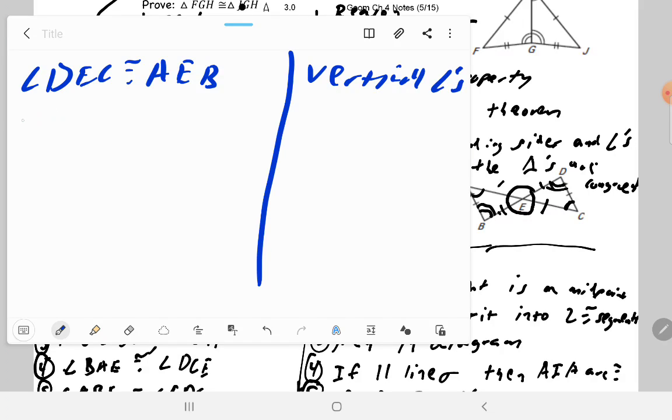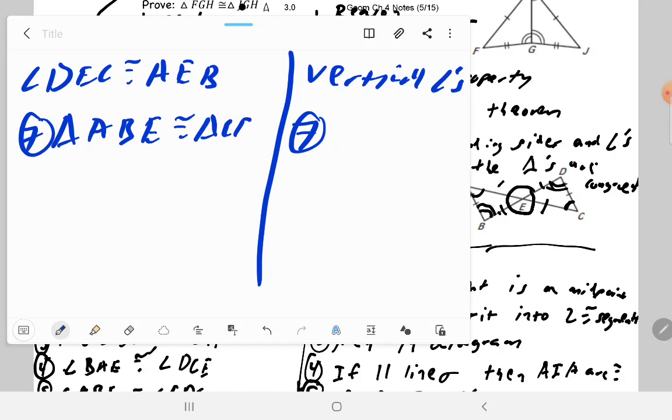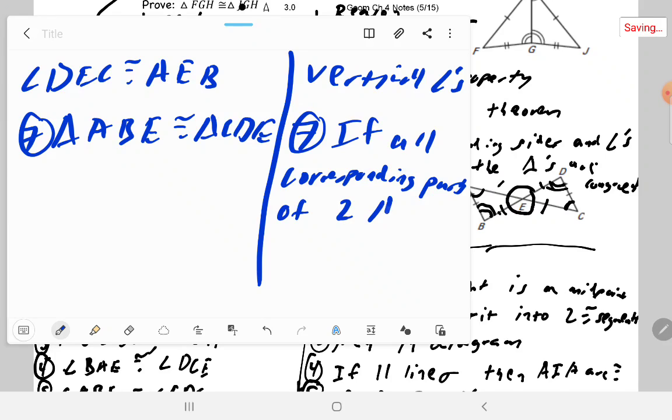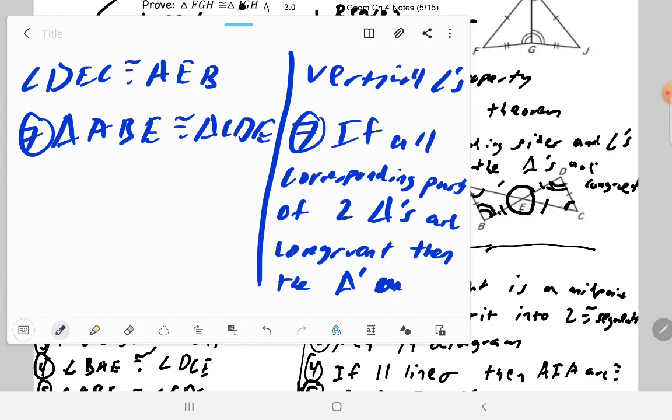And then 1 more. So I think that was step 6, so this is 7. Triangle ABE is congruent to triangle CDE, because if all corresponding parts of 2 triangles are congruent, then the triangles are congruent. And that's all I have for today.